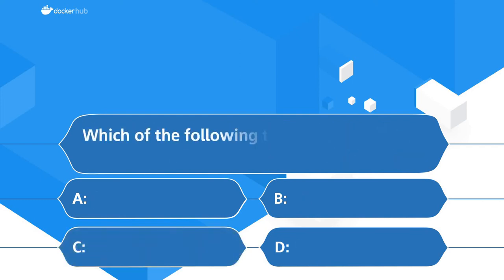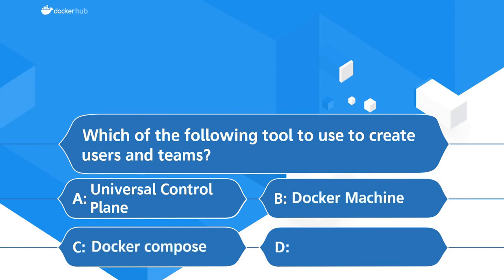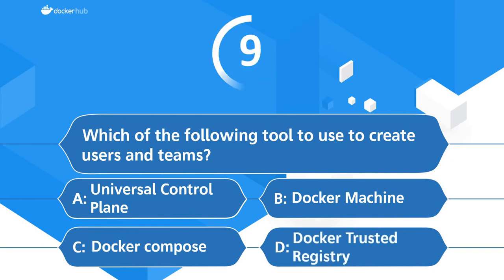Which of the following tools is used to create users and teams? A. Universal Control Plane. B. Docker Machine. C. Docker Compose. D. Docker Trusted Registry. Your time starts now.